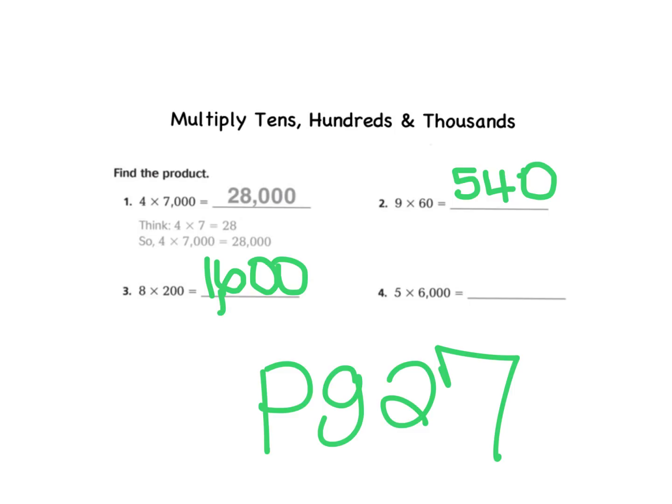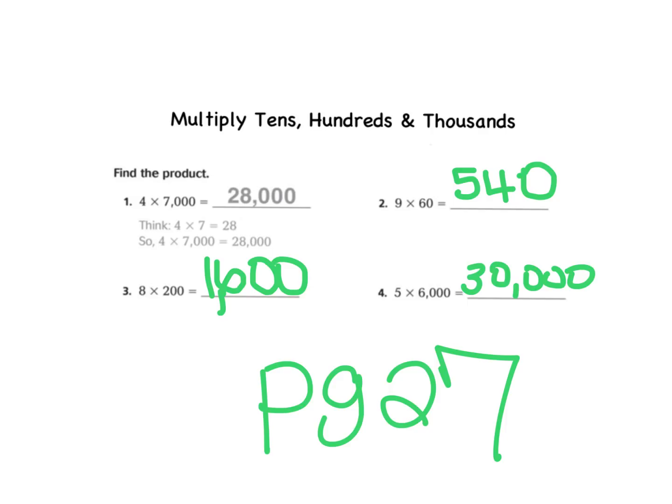1,600. Now for our last problem, I want you to put those brains to work and do number 4 all on your own, using basic facts and place value to get your answer. Go ahead and push pause until you've got your answer, and when you're ready, push play and we'll move on together.